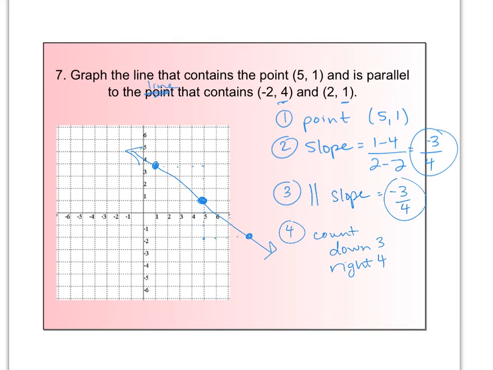Now, if you wanted to, you could check it. Put your points at these other two locations. So -2, 4 is right here, and 2, 1 is right here, and graph that in. Does it look like they would be parallel? Yes, it does.